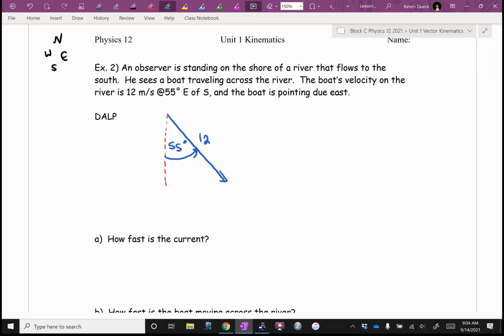Which way do you think the current is flowing? North, south, east, or west? Which way is the boat pointing? So if the boat is pointing that way, but we're ending up with that path, which way must the river be pointing? The river must be pushing it south. Is that okay? So now I can draw my river. Here's my river. It's a north-south river. And I'll make a little note. The current is south.